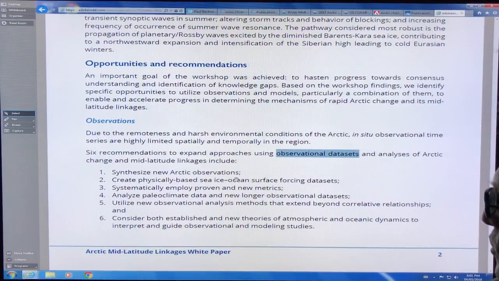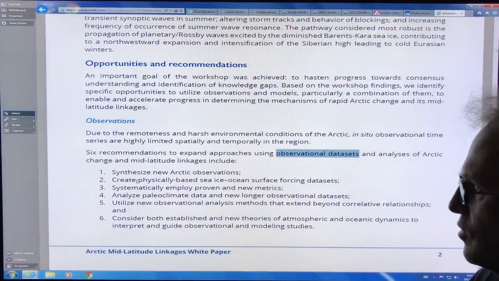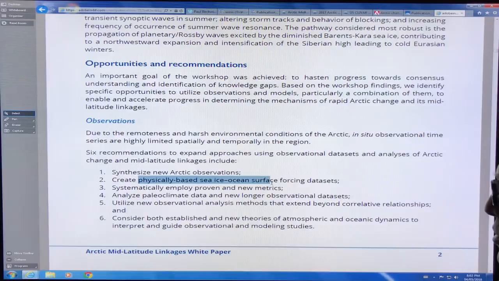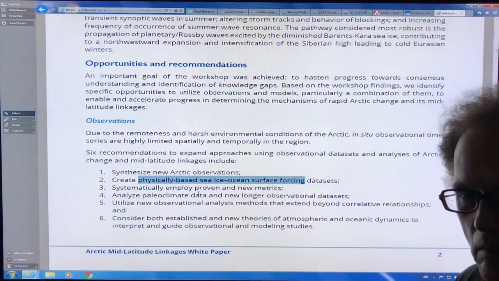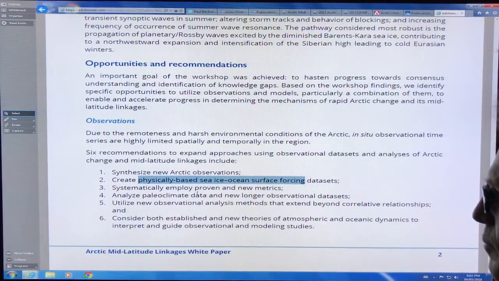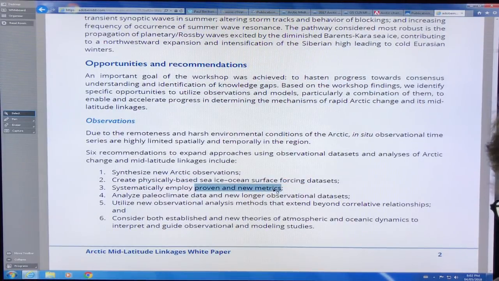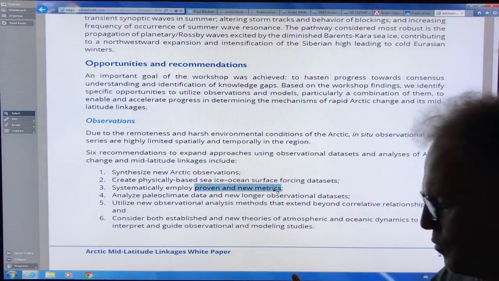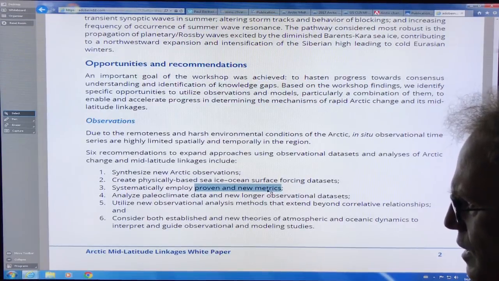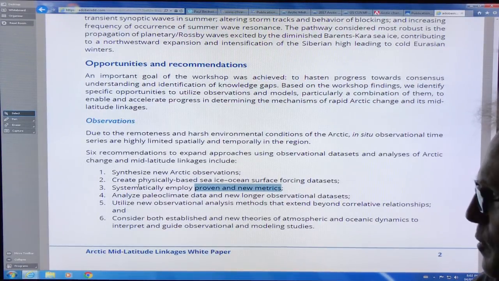We need sea ice, ocean surface forcing data sets. I'm surprised those don't exist. Create physically based sea ice, ocean surface forcing data sets. Surely they exist. I mean, our world's changing. The Arctic is crucial. Obviously, this is a huge gap. Systematically employ proven and new metrics. If we have some way of measuring something at mid-latitudes or in the tropics, then can we employ it systematically in the Arctic? Also the Antarctic, for that matter.